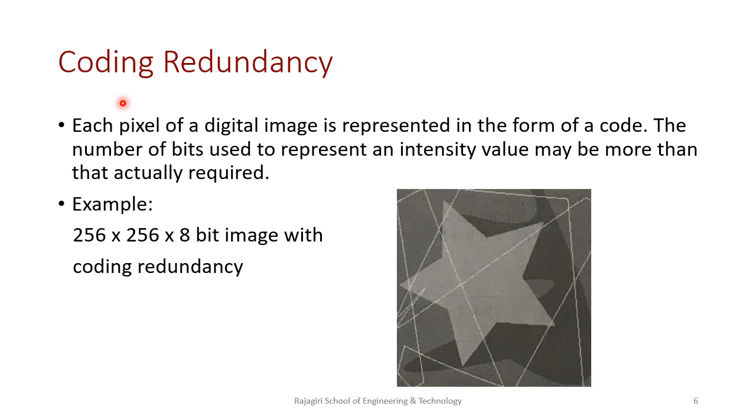Coding redundancy. A digital image is represented as a two-dimensional array of intensity values. Each intensity value is represented in the form of a code. The number of bits used to represent an intensity value may be more than what is actually required. Here is an example of an image of size 256 cross 256 in which each pixel can take one of 4 intensity levels. Each intensity level is encoded using 8 bits, which leads to coding redundancy.